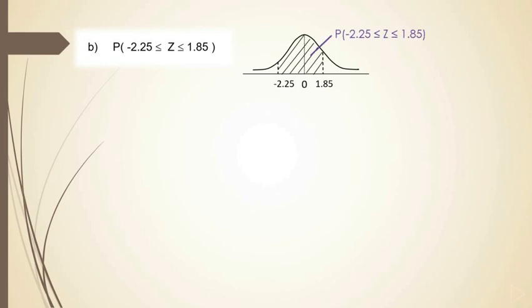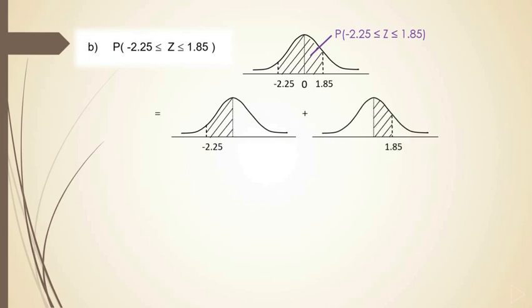Now looking at this diagram, one of the Z values is negative and another value is positive. And the area involved is the middle area and not the upper tail area. So now we need to make some modifications here. The area involved here can be split into two parts so that we can deal with the negative Z value separately from the positive Z value.